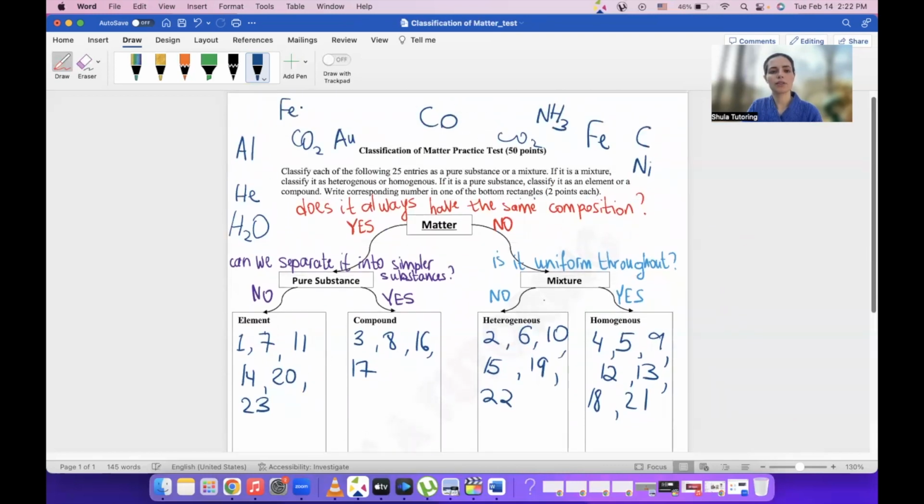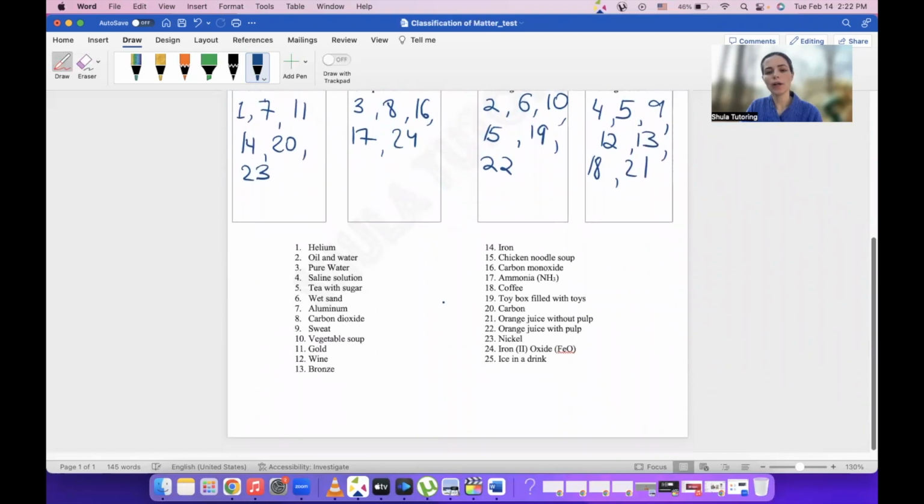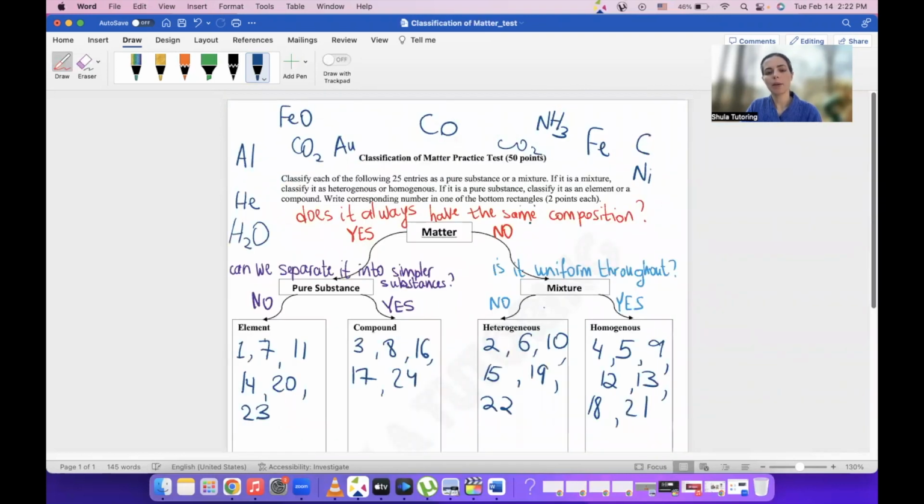Iron 2 oxide, does it always have the same composition? Well, iron oxide is iron oxide, yes. Can we separate it into simpler substances? Well, it's two types of atoms, it's iron and oxygen together. So technically, we could separate it into just iron and oxygen. So the answer is yes. So it's a compound.